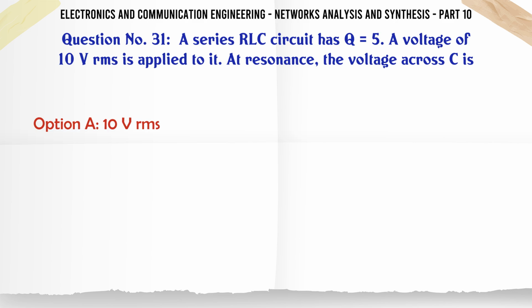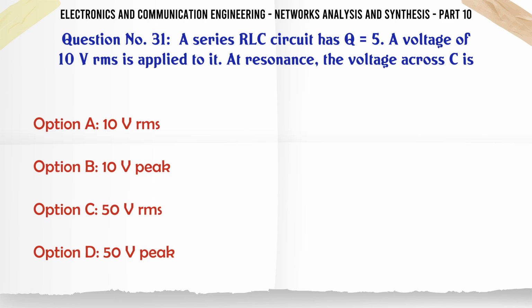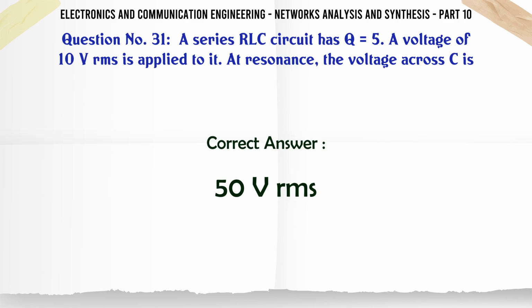A series RLC circuit has Q = 5. A voltage of 10 V RMS is applied to it. At resonance, the voltage across C is: A) 10 V RMS, B) 10 V peak, C) 50 V RMS, D) 50 V peak. The correct answer is 50 V RMS.